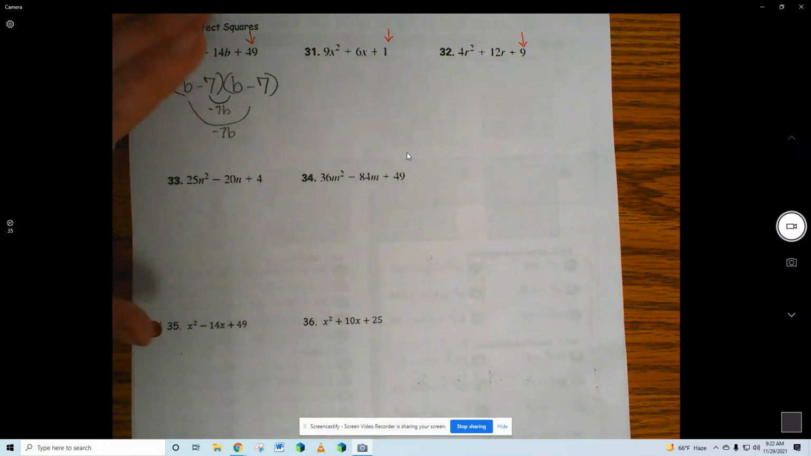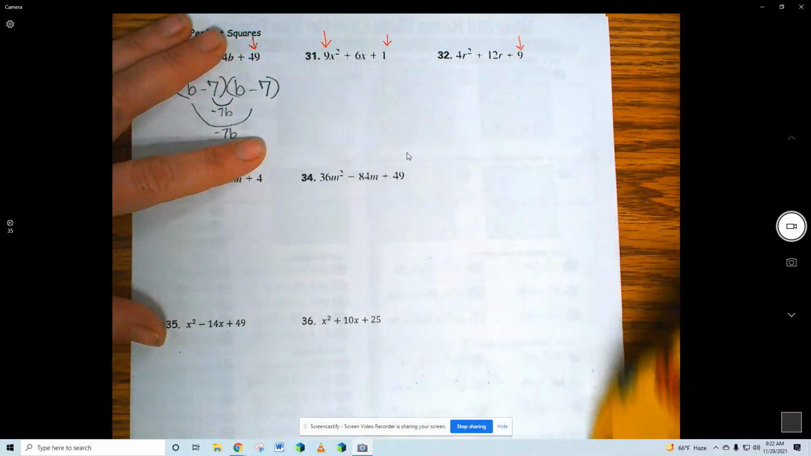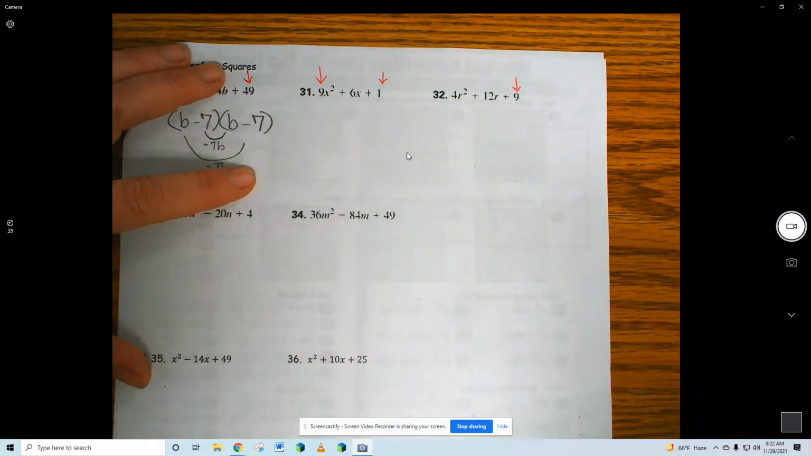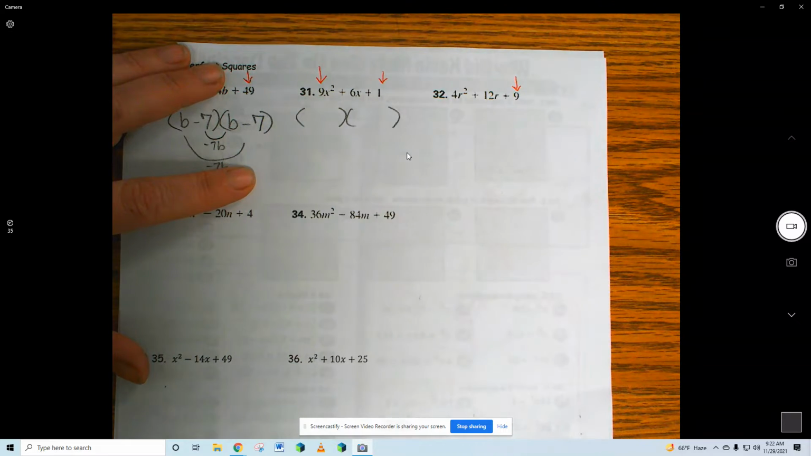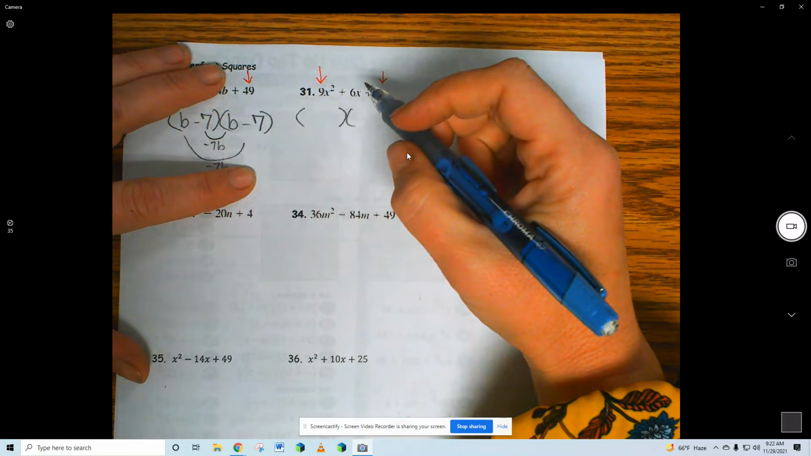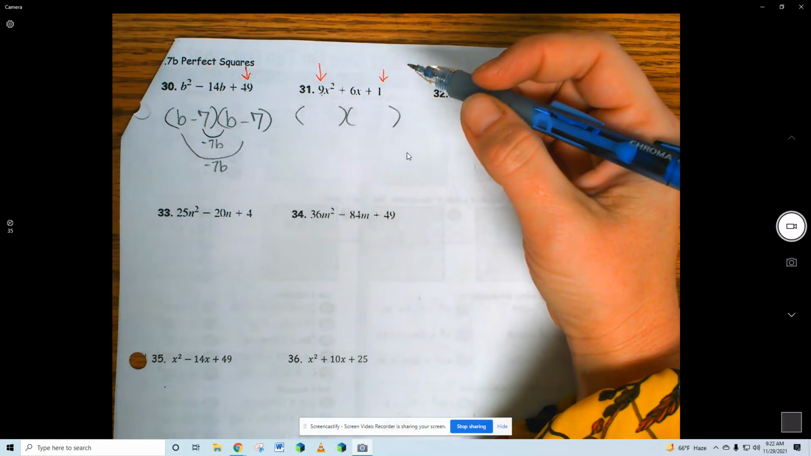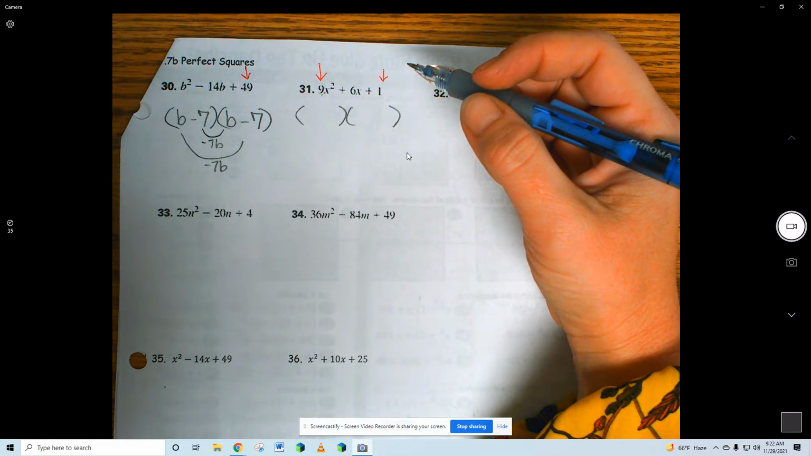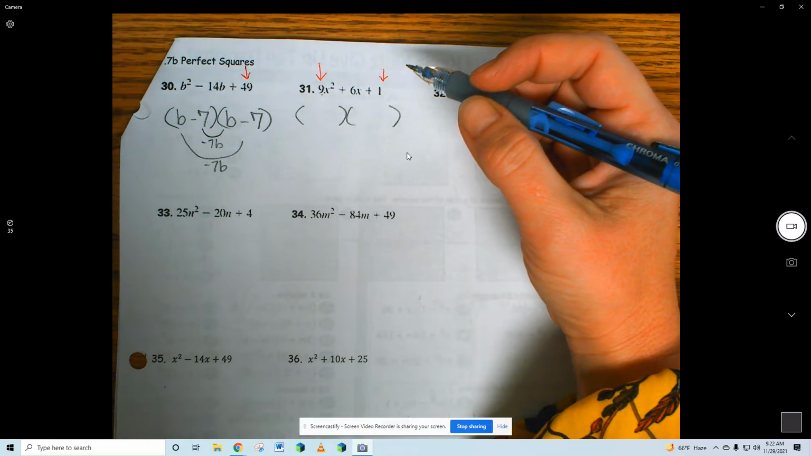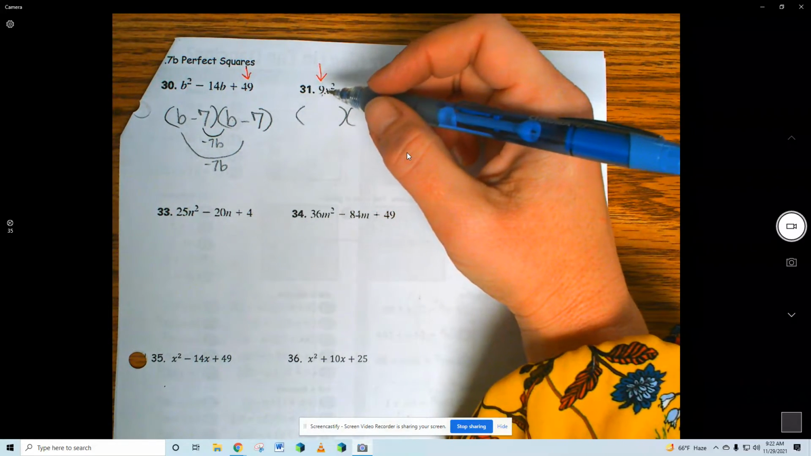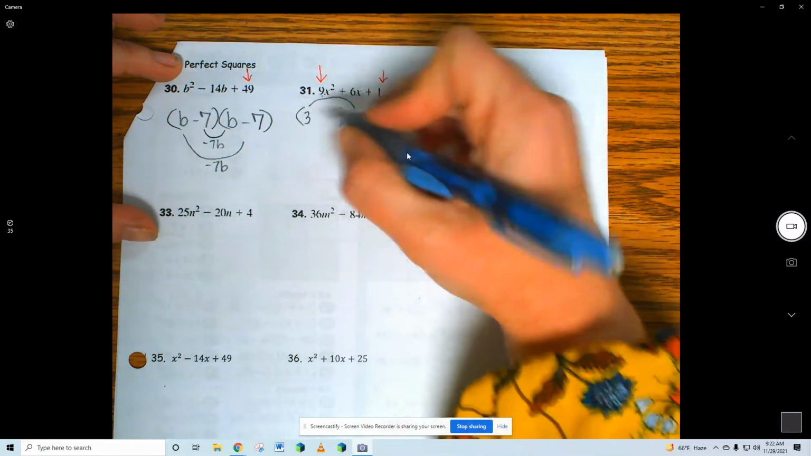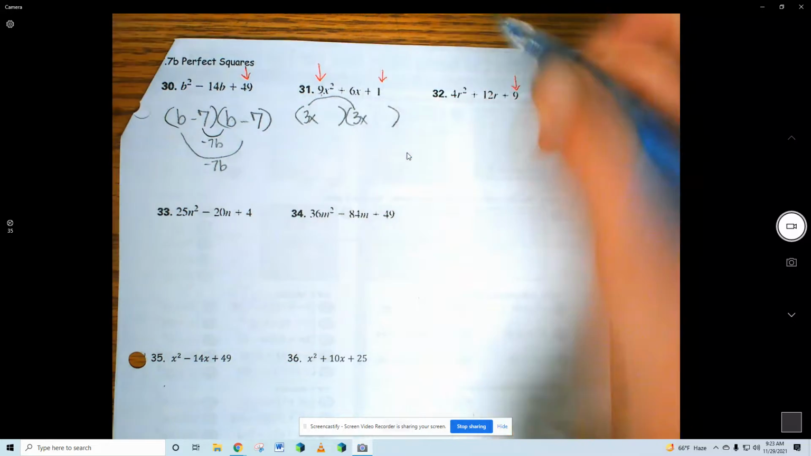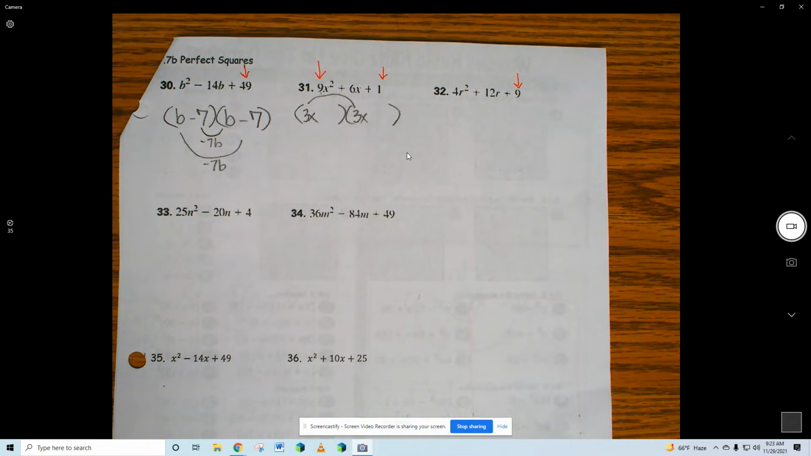Okay, I have a perfect square in 9, and I have a perfect square in 1. It's 9x squared. What's my first going to be to make 9x squared? What two numbers make 9? 3x times 3x. Good job. So that goes in the beginning of the parentheses.